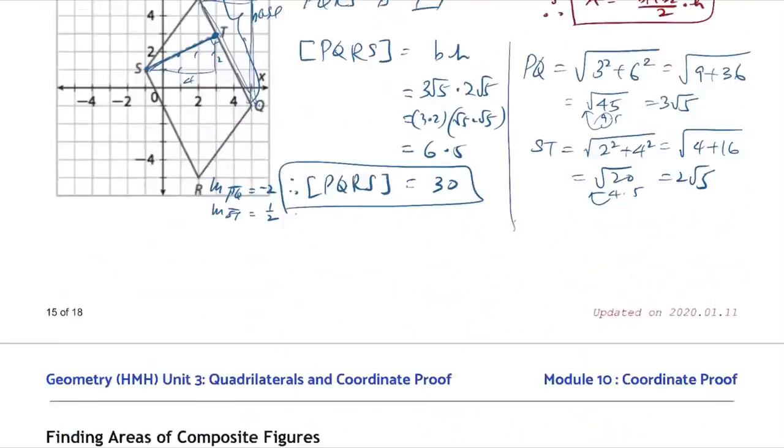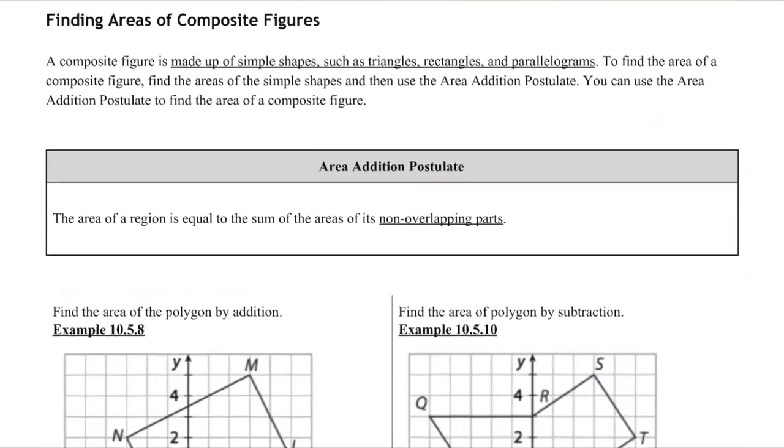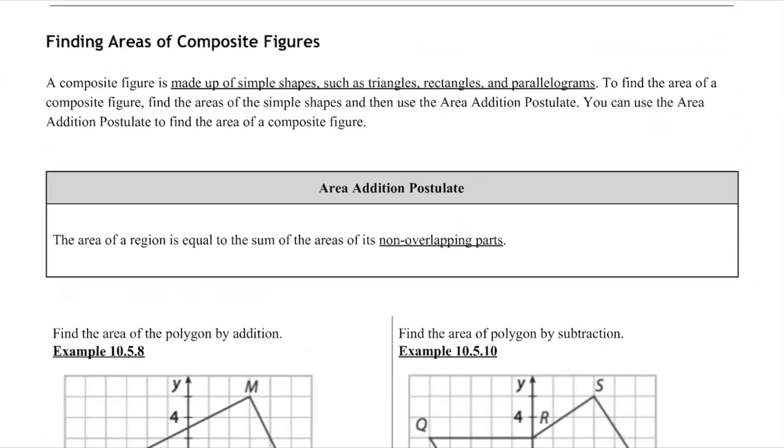Okay. All right, guys. So here's a little doohickey that we have to study. How do you find the area of composite figures? Okay. So a composite figure is made up of simple shapes, such as triangles, rectangles, and parallelograms. To find the area of the composite figure, we need to find the area of the simple shapes, then use the area addition postulate. It basically means that you could just add the areas together, as long as they're not overlapping, right?